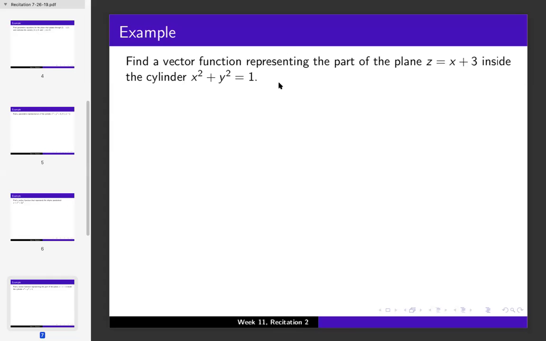So in particular, we can say that z is u plus 3, where x is u, and y is v. Y can be anything. There's a small problem with this, and here's the problem. We can do this. That will give us exactly what we want using z as a function of x and y, or just x in this case. The problem is that that's going to give us too much of the plane. We only want the part of the plane that's inside this cylinder. So it has to be the plane inside the cylinder. And how might we do that?